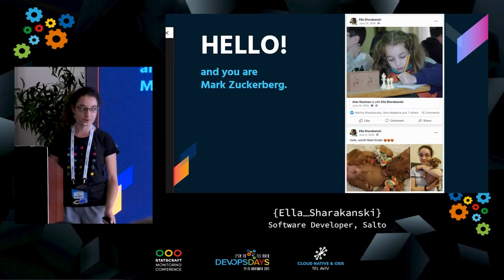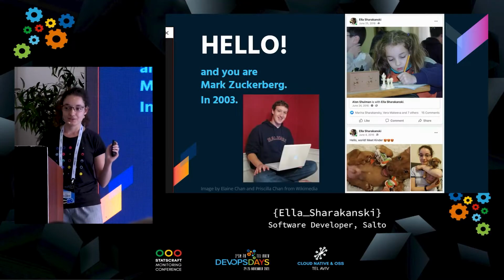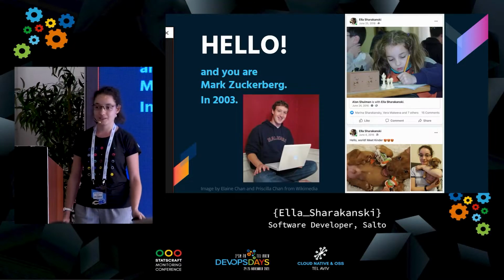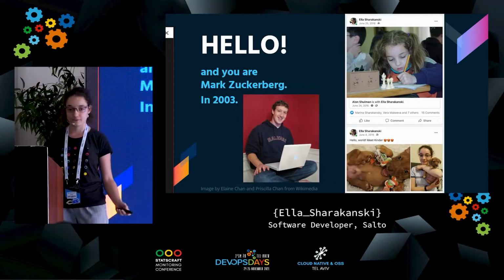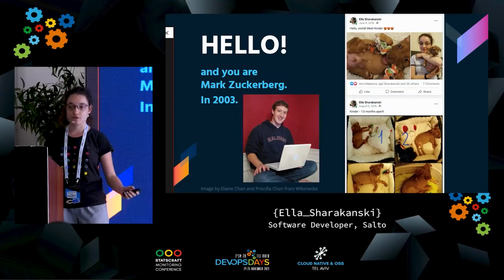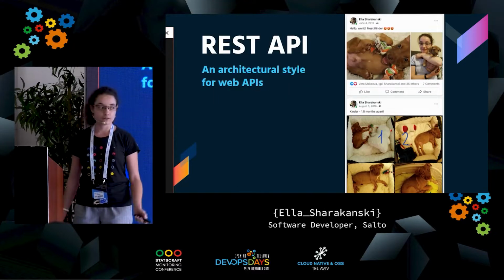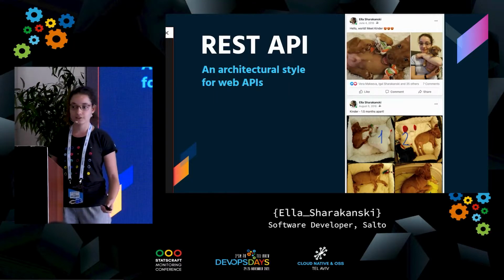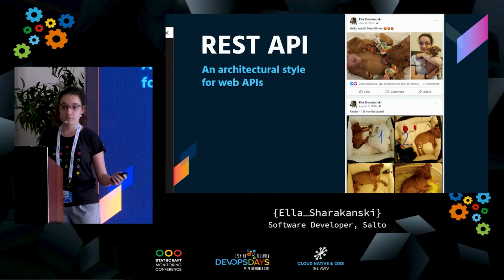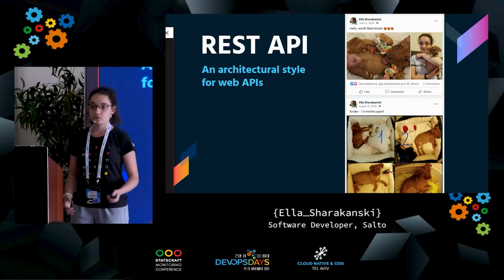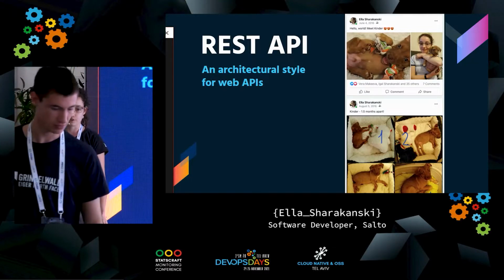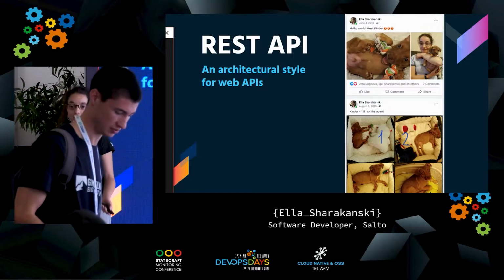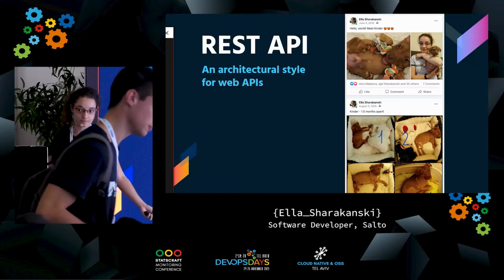If you're Mark Zuckerberg in 2003, you are developing Facebook, and specifically the most important part of Facebook, which is of course the feed. And let's say you are using REST API. Recall that REST API is an architectural style for web APIs where we usually use HTTP methods to either get, update, create, or delete various resources. So how would you design the API for the feed?